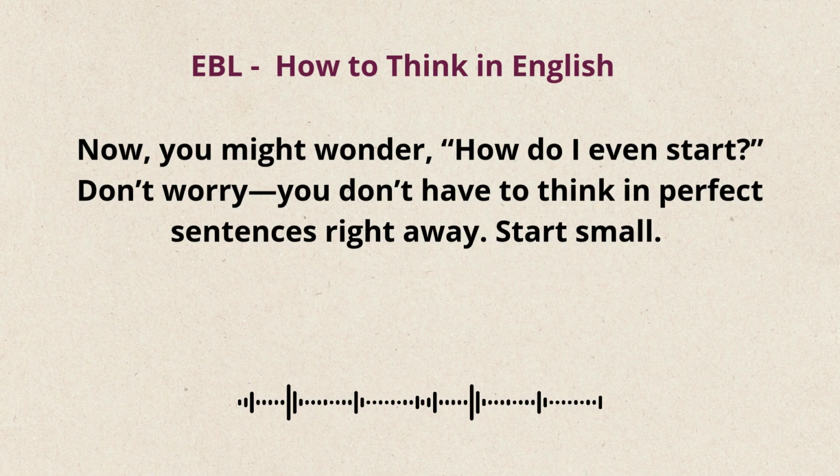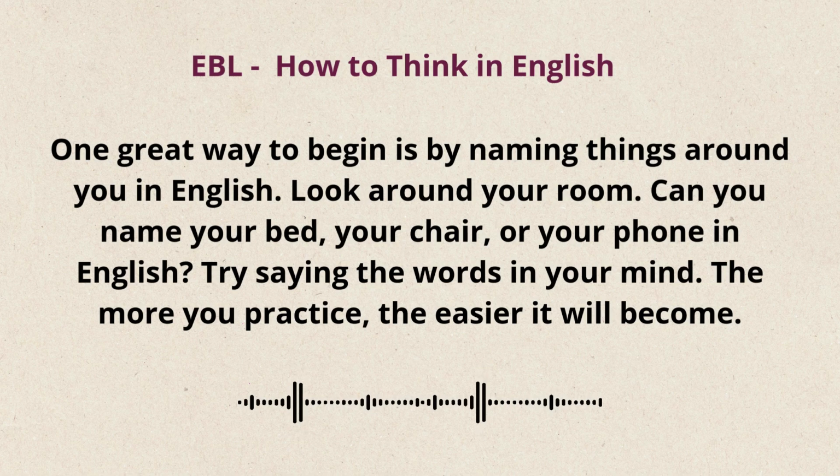Now you might wonder, how do I even start? Don't worry, you don't have to think in perfect sentences right away. Start small. One great way to begin is by naming things around you in English. Look around your room. Can you name your bed, your chair, or your phone in English? Try saying the words in your mind. The more you practice, the easier it will become.